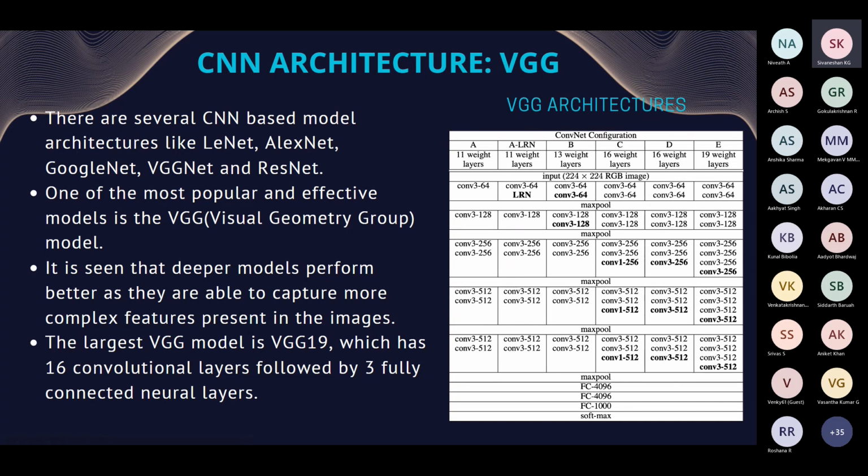Recently there have been a lot of CNN-based models, and I've listed some of them here. One very popular one is called the VGG model. There are different versions of this model. Some of them have 11 layers, but today we'll be trying to create something with 19 layers.